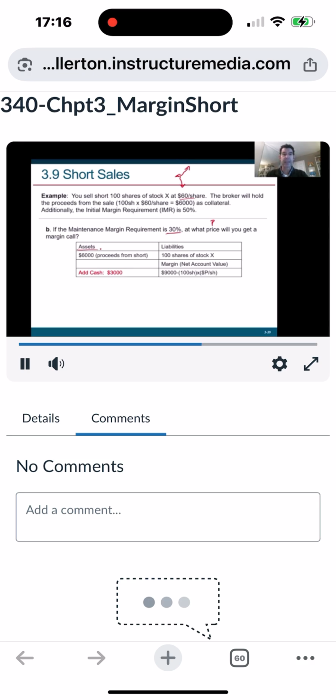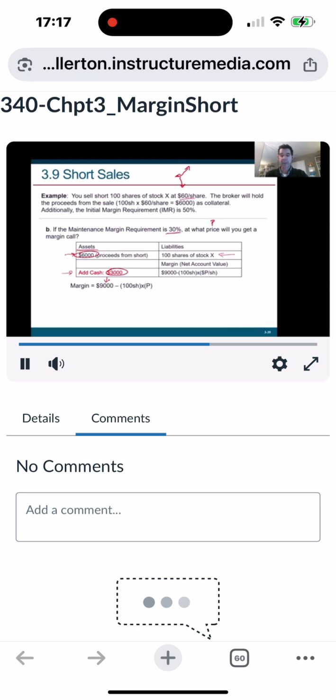So on the asset side, what do I have? I have $6,000. That's the proceeds from the short. I also have my initial cash that I had to have in there. That was the $3,000 from Part A. Liabilities, I owe the shares of stock. So what is my margin? So my margin is assets. What are the assets? 3,000 plus 6,000. That goes down there. That's the 9,000.